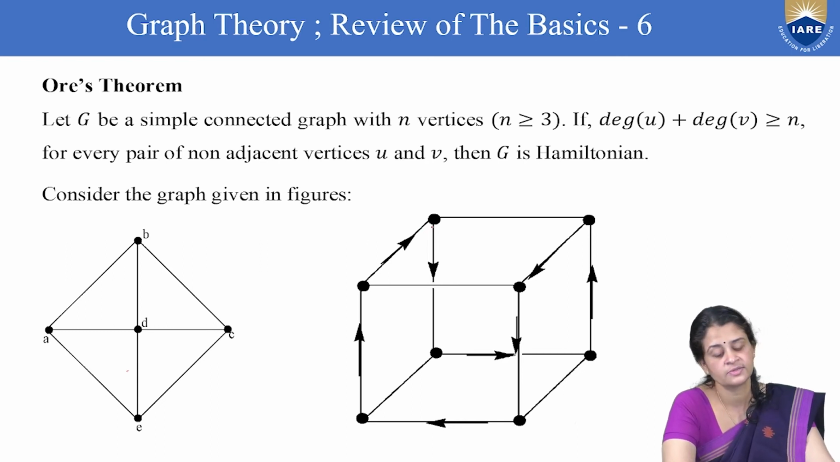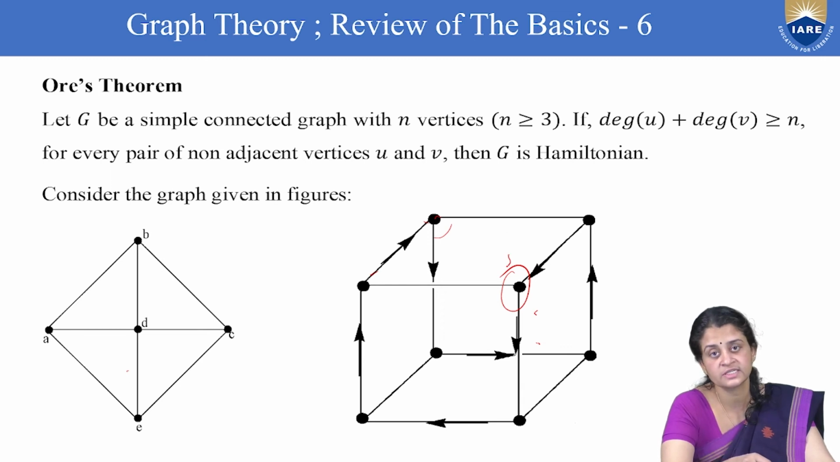Here, what about this? Here we can take this one, degree 3, and this one, degree 3, non-adjacent vertices, and I am taking the sum. How many vertices are here? 1, 2, 3, 4, 5, 6, 7, 8. So n is equal to 8. And degree of u plus degree of v is 6, which is less than 8. It is not greater than or equal to 8.